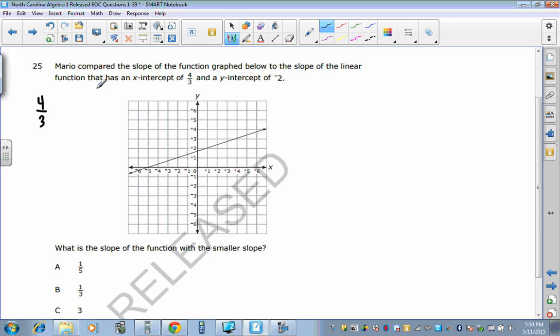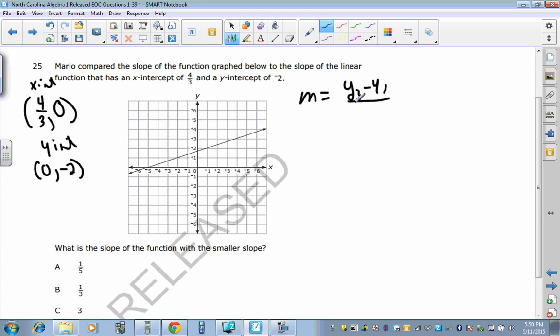Okay, all right, so we're going to have to find the slope of this function. We know that whenever you have an x-intercept, y is equal to 0. At the y-intercept, x equals 0. Okay, we can find the slope between these 2 points for that function by using the slope formula. And once again, the slope formula is y2 minus y1 over x2 minus x1.